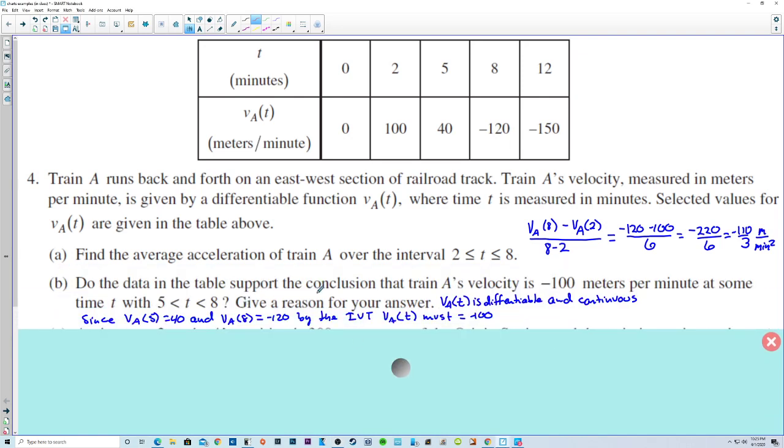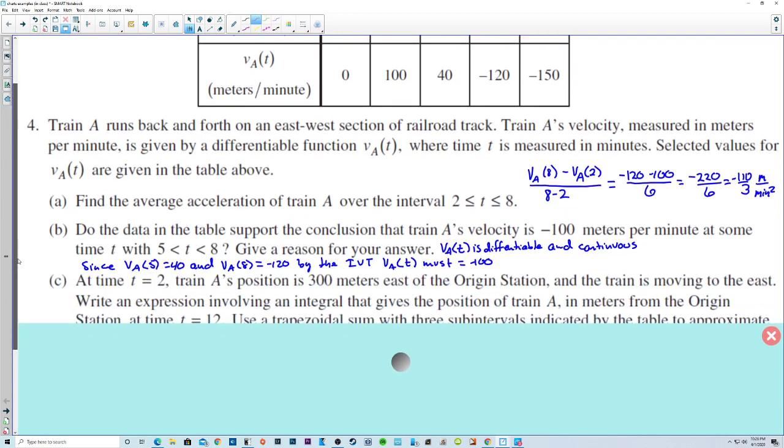Do the data in the table support the conclusion that train A's velocity is negative 100 meters per minute at some time t with 5 to 8? Give a reason for your answer. So v of t is differentiable and continuous because we're talking about velocity. So you can't go from 10 miles per hour to 20 miles per hour without hitting 15 miles per hour at some time in there. Since v of 5 is 40 and v of 8 is negative 120, by the intermediate value theorem, v of t must be negative 100 at some time within that interval.